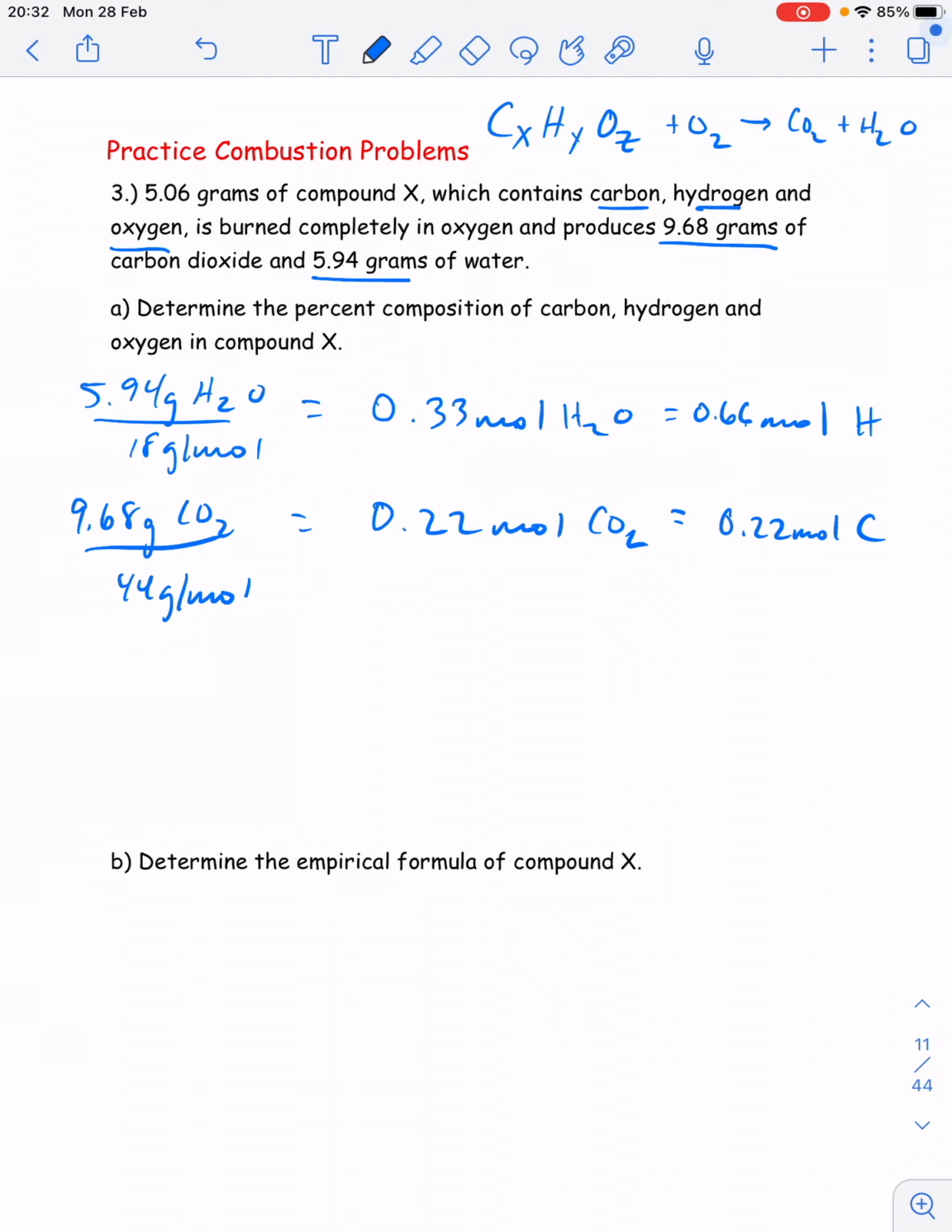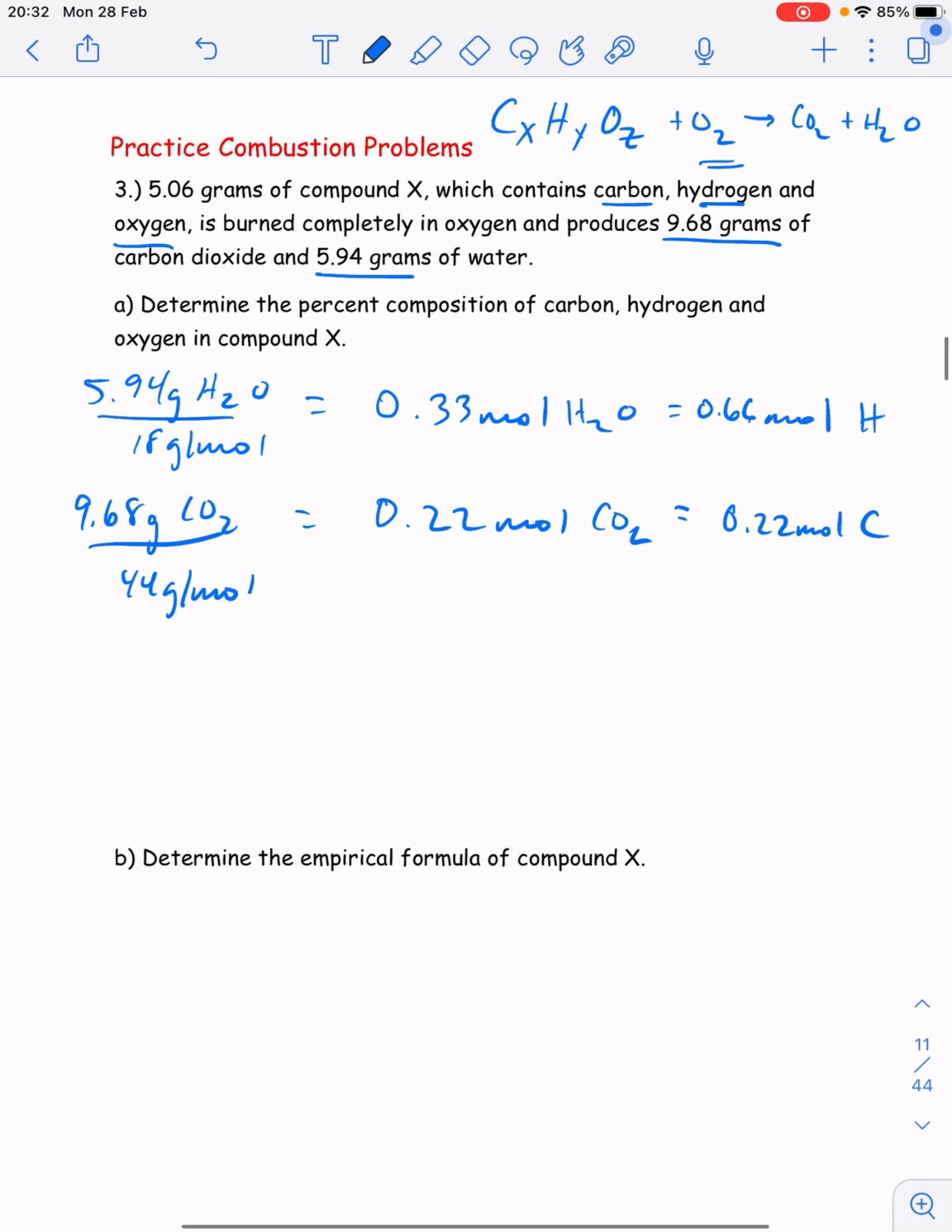that all of the carbon came from the fuel and all of the hydrogen in water came from the fuel, I can't say the same for oxygen. Some of the oxygen comes from the O2 that we're burning with, and some of it comes from the fuel itself. That's what makes this problem so tricky.